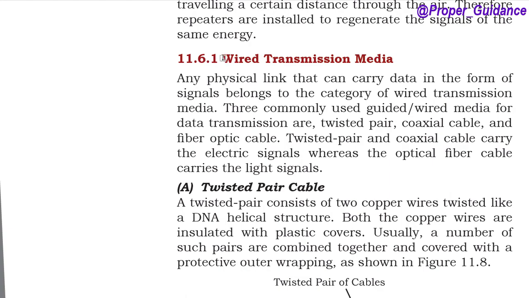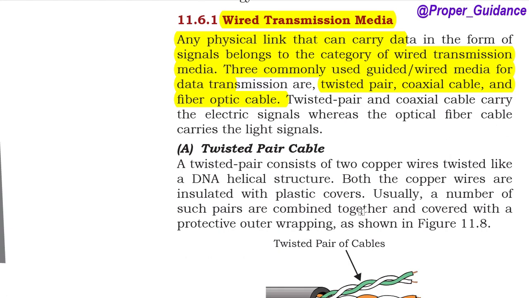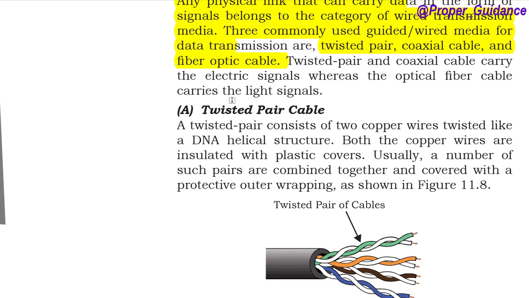We are now talking about wired transmission media. Any physical link that can carry data in the form of signals belongs to the category of wired transmission media. These three commonly used guided or wired media for data transmission are twisted pair, coaxial cable and fiber optic cable. Twisted pair and coaxial cable carry electric signals, whereas the optical fiber cable carries light signals.